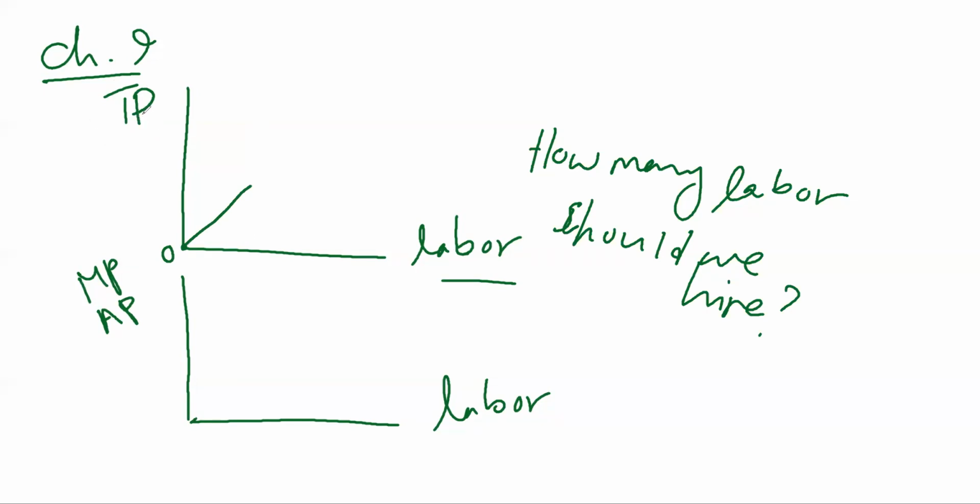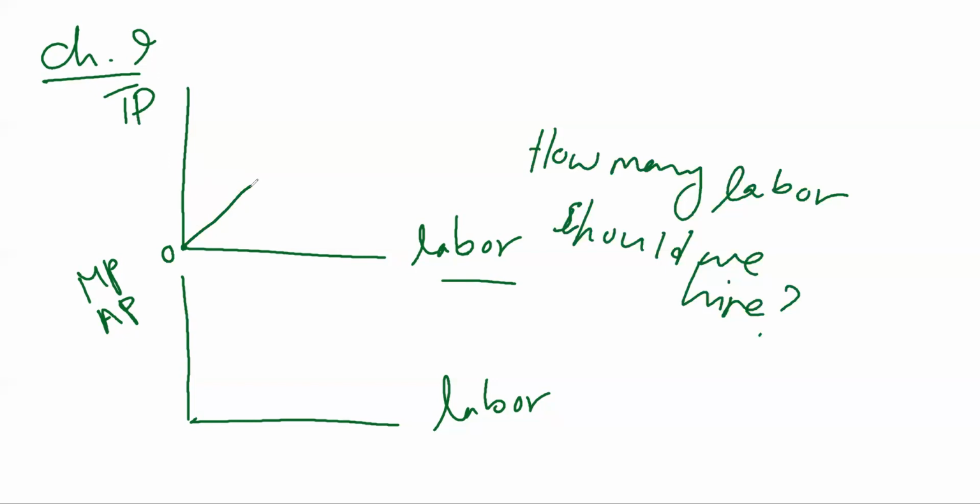You can think about a restaurant in the short run, okay? As we hire more and more workers, and let's say TP is the number of burgers per hour that a kitchen in the restaurant can produce, as we hire more and more workers, the number of burgers per hour, which is my TP, is going to go up.